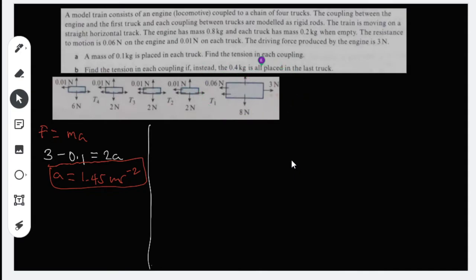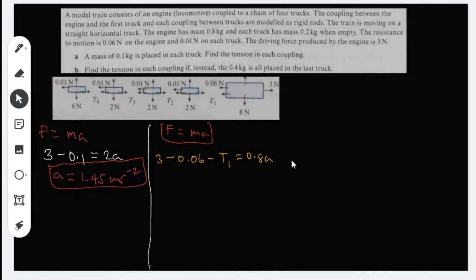So again, we will be using F is equal to MA, Newton's second law. So this will be for the engine. We're going to have 3 minus the resistance, which is 0.06, minus the tension 1, T sub 1 for the first tension. So that will be equal to 0.8 A.